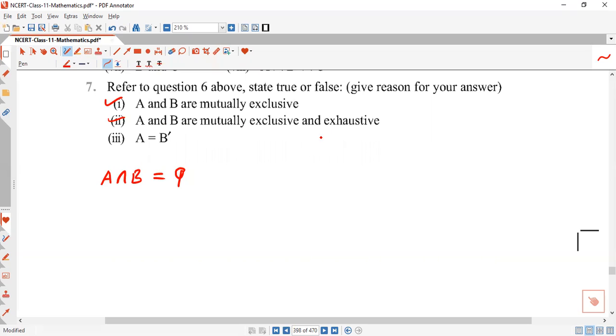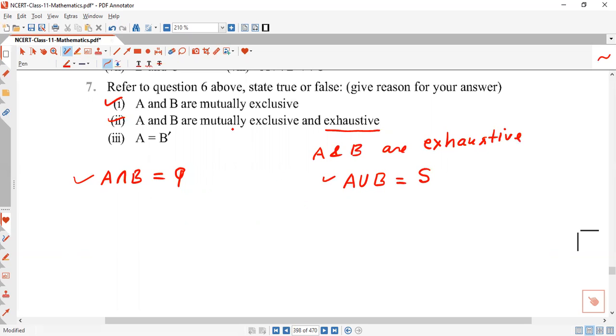First we talk about what is the meaning of adjustive. A and B are adjustive if A union B equals the sample space S. So if it satisfies both these conditions, then we say A and B are mutually exclusive and adjustive.